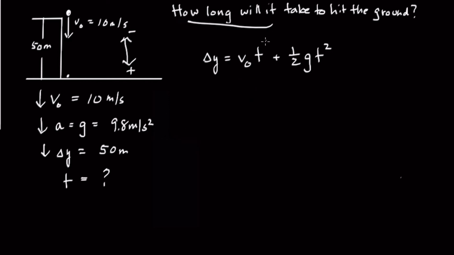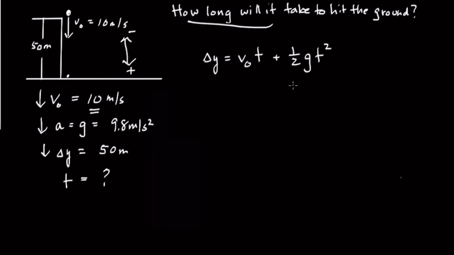So every single time we've done a problem like this, when we've used this equation to find time, initial velocity has been 0, so we've been able to get rid of that term. But in this case, initial velocity is 10. We can see here that initial velocity is 10. It's not 0, so I cannot get rid of this term. 10 times some number is not 0. I have to keep this term.